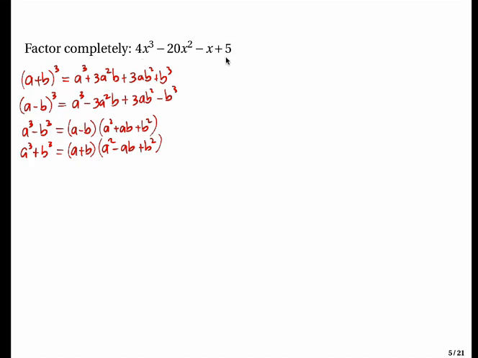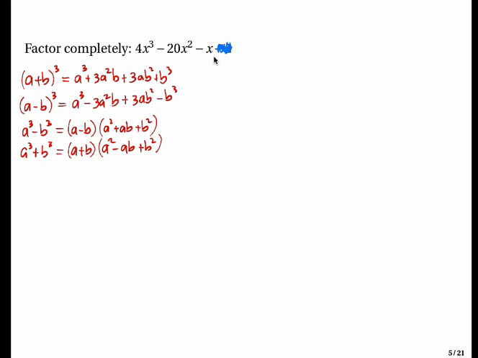And also, if the expression does not have a constant term, for example, if you only see 4x cubed minus 20x squared minus 5, assuming that this has no constant.